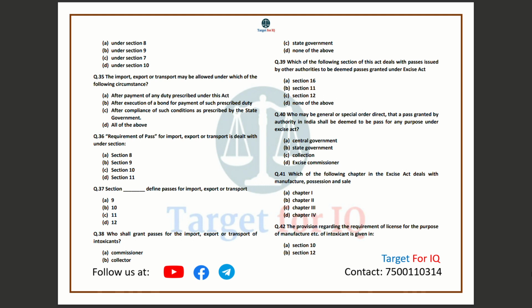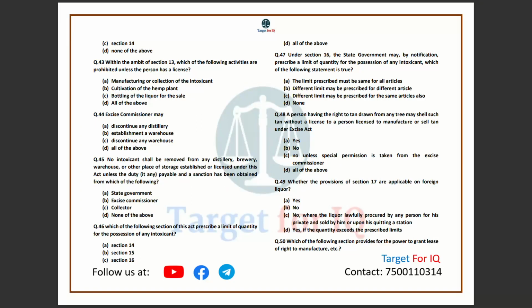Question number 42. The provision regarding requirement of license for the purpose of manufacture etc. of intoxicant is given in option A, section 10, B, section 12, C, section 14 and D is none of the above. The correct answer to question 42 is option D, none of the above.